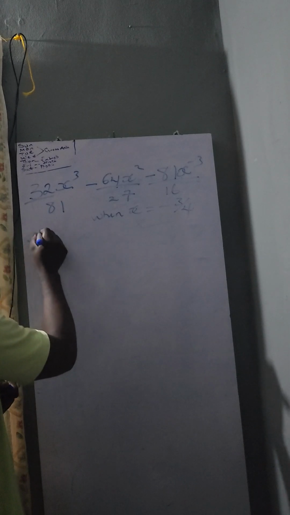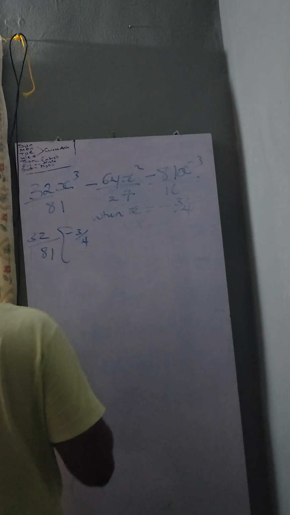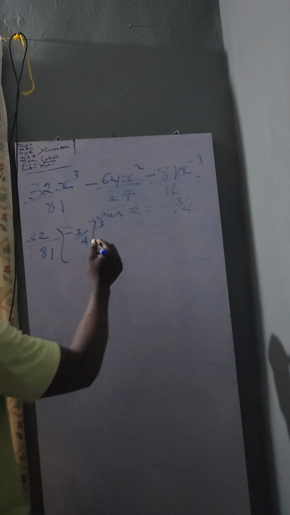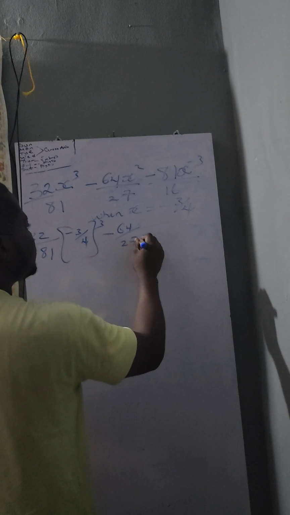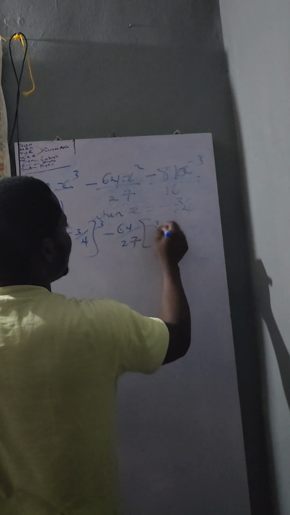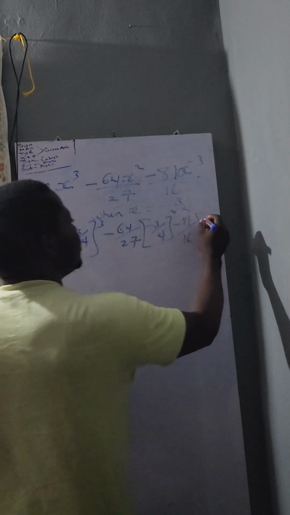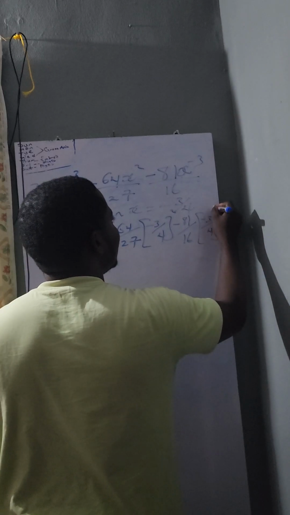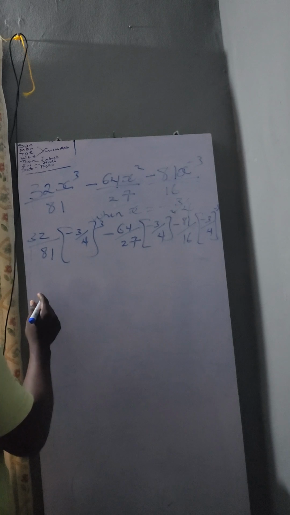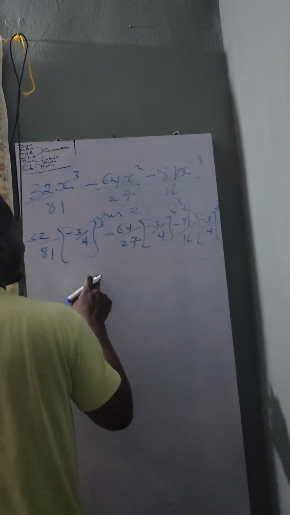Well, it's already 32 over 81 into bracket. My x is what? Minus 3 over 4, raised to 3. Into over 3x, minus 3 over 4 is there. Minus 64 over 27 into bracket minus 3 over 4 raised to power 2, minus 81 over 16 into bracket minus 3 over 4 raised to power minus 3. So I can turn this to what? 2 times 2 is 4, 4 times 2 is 8, 8 times 2 is 16, 16 times 2 is 32.